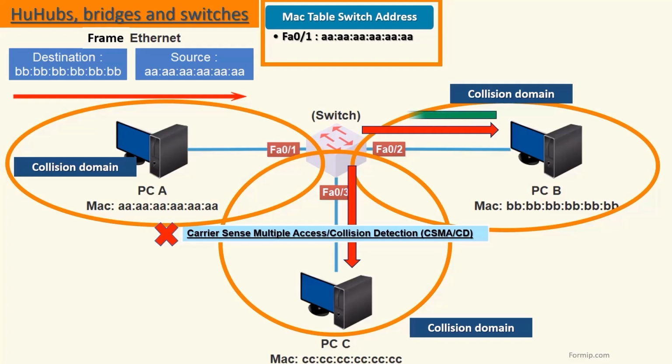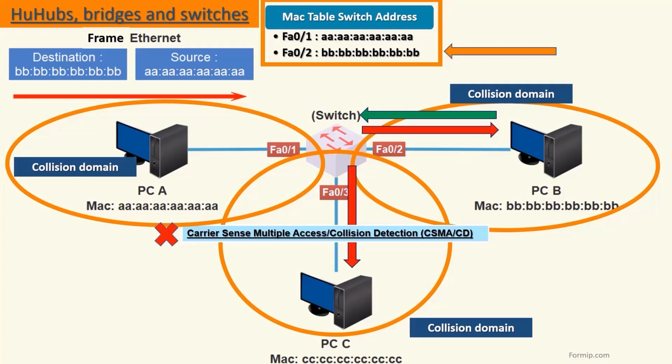PCB will therefore respond to PCA, building a new Ethernet frame and sending it to the switch. It is at the reception of this frame that the switch will learn the MAC address of PCB. The next time PCA wants to talk to PCB, the switch will forward the frame directly instead of flooding it on all its ports in search of the destination MAC address. And that way, PCC will no longer receive frames that are not intended for it.